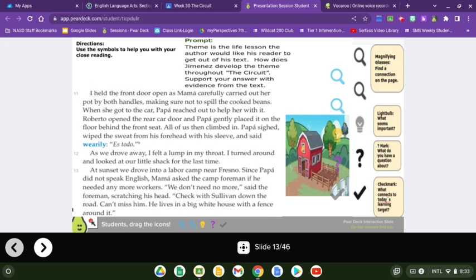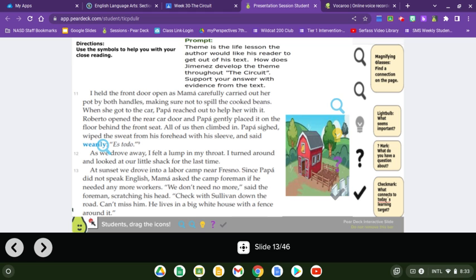Papa sighed, wiped the sweat from his forehead with his sleeve, and said wearily, "Es todo." Please drag your magnifying glass to the LY on the end of this adverb, wearily. The verb is said, the adverb describing it is wearily. As we drove away, I felt a lump in my throat, and I turned around and looked at our little shack for the last time.